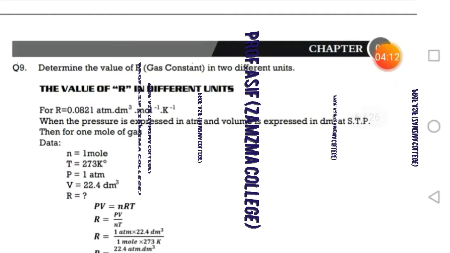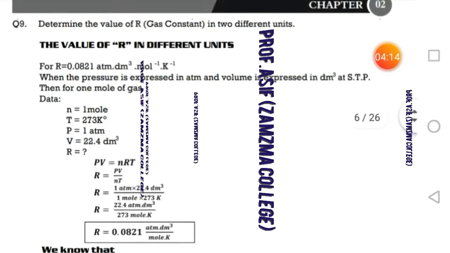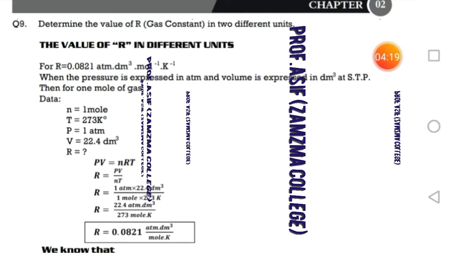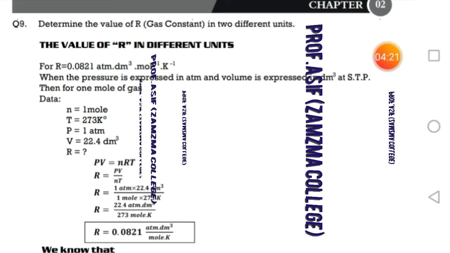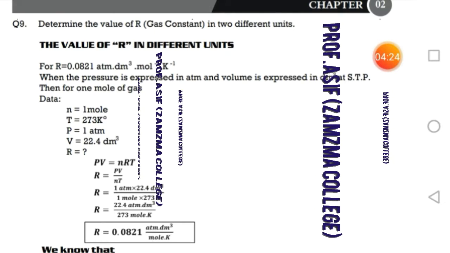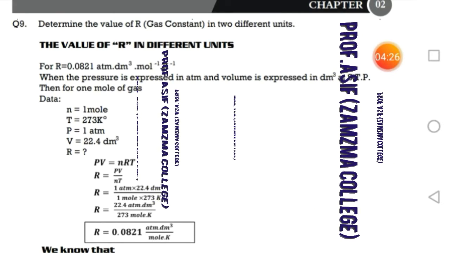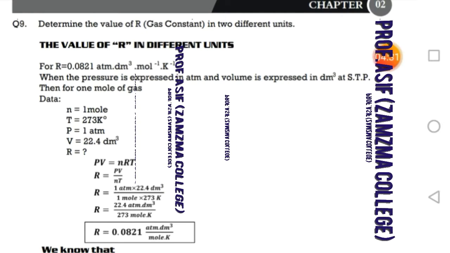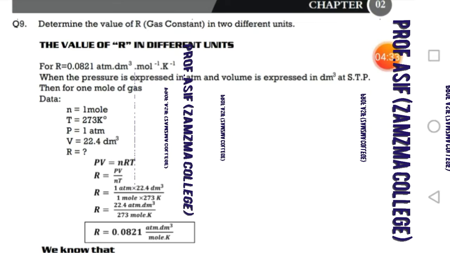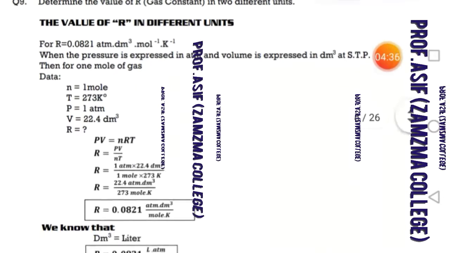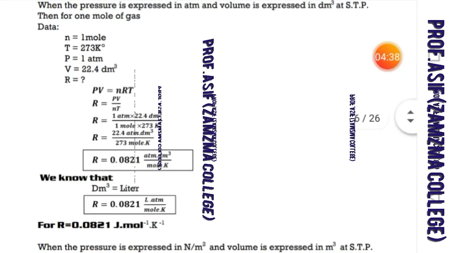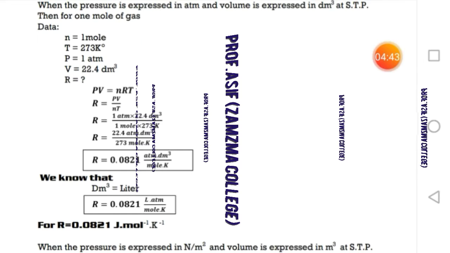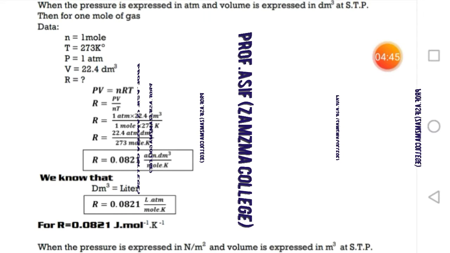If you want to work out the value of R, you have to substitute standard values of n, T, P and V, which are 1 mole n, 273 degrees Kelvin T, 1 atmosphere P, 22.4 dm cube volume. By substituting these four values, you can have the value of R in the unit atm dm cube per mole per Kelvin.